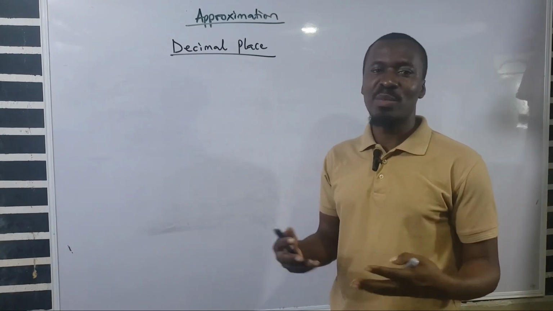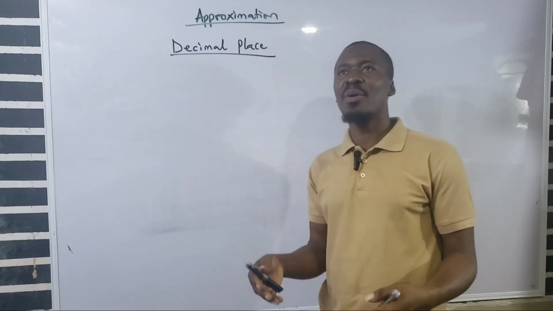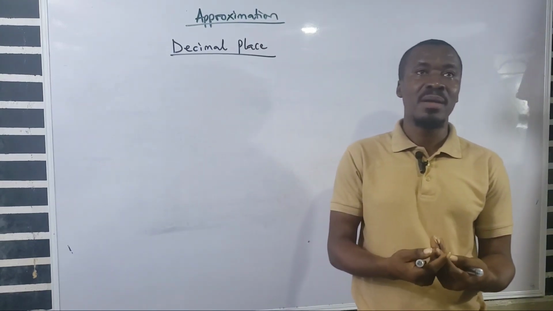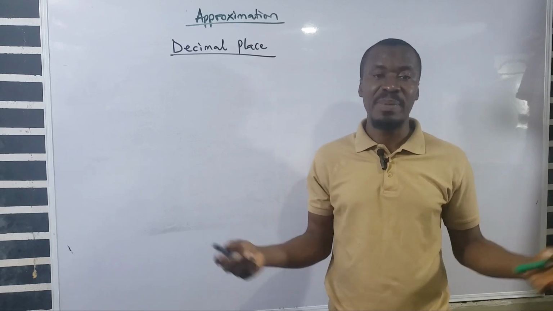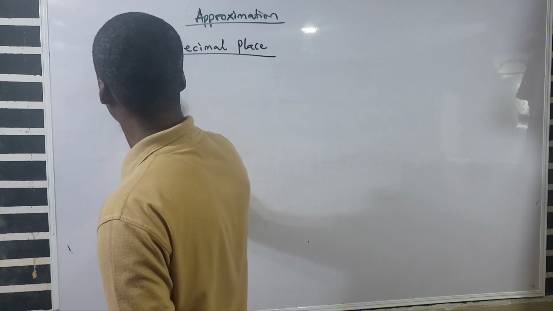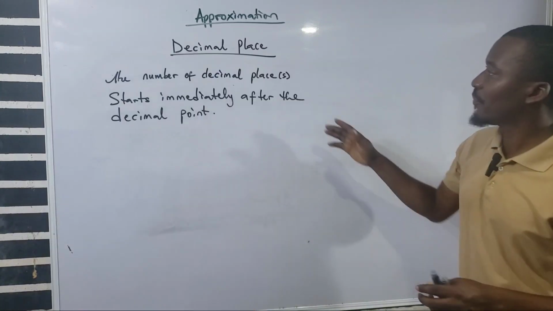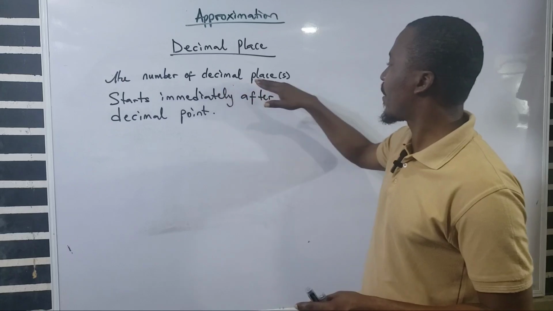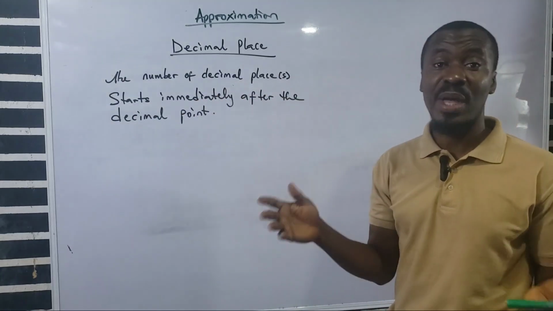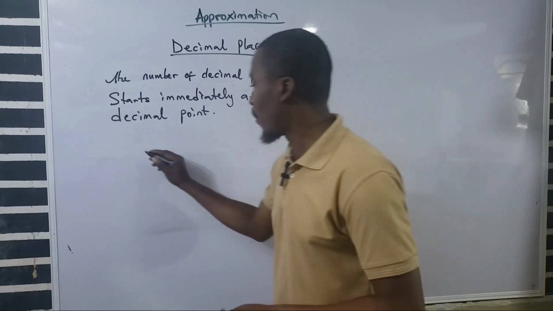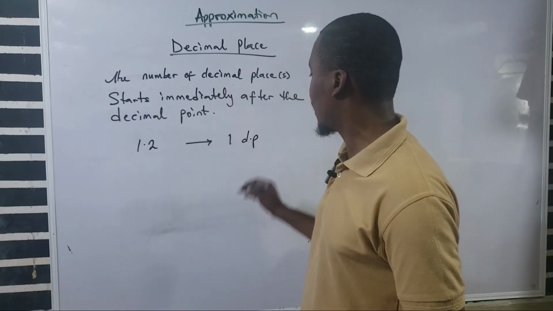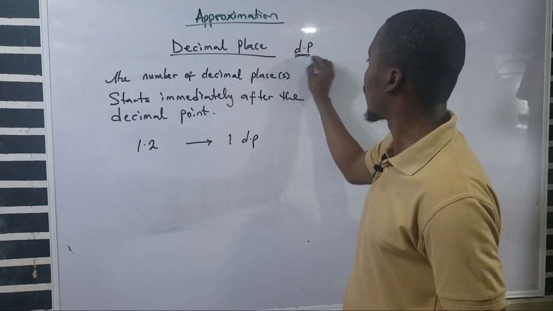So we all know what we mean by decimal point. Any number that contains a decimal point has a particular number of decimal places. And how do we start counting decimal places? The number of decimal places starts immediately after the decimal point. So that's where you start counting your decimal places. For example, if I have 1.2, this is in one decimal place. DP, that's what we use for decimal place.